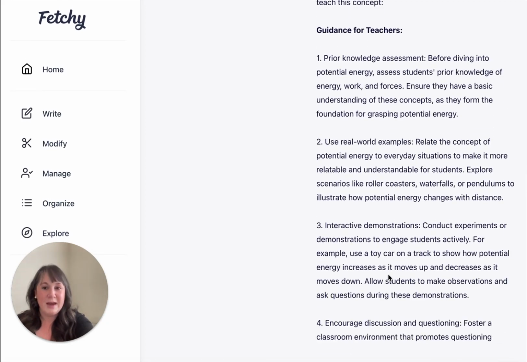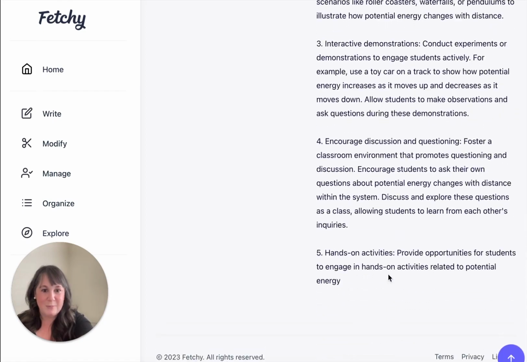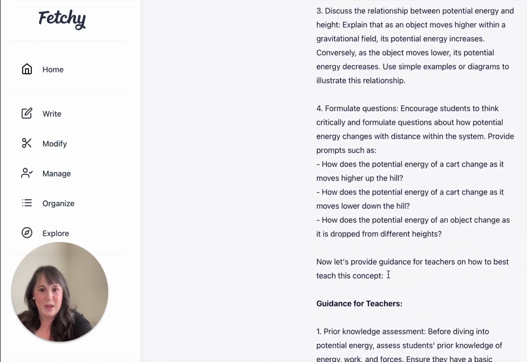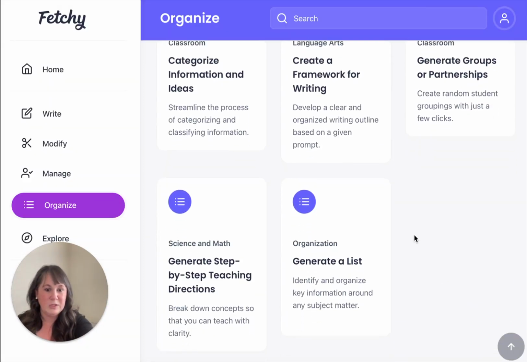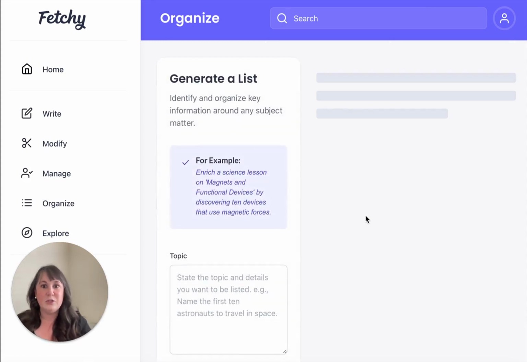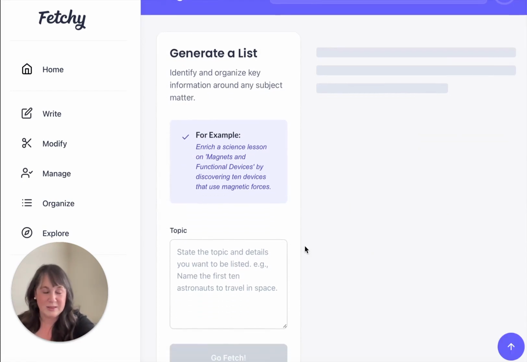Okay. So that is one of the favorite tools I have in Organize, but let me show you a second favorite tool. So along the lines of the same science standard that I would be using for my 8th grade students, I'm gonna go ahead and go into generate a list. This is truly one of the most powerful tools on Fetchy. And it's so funny because people do not realize how much power this tool has.